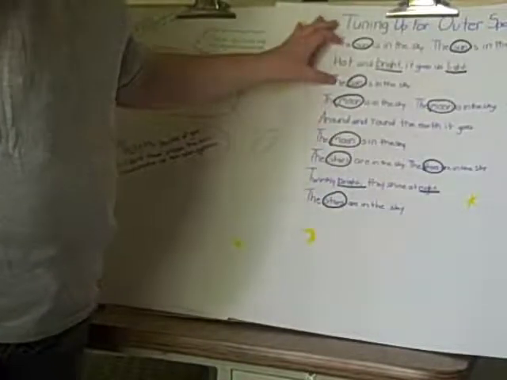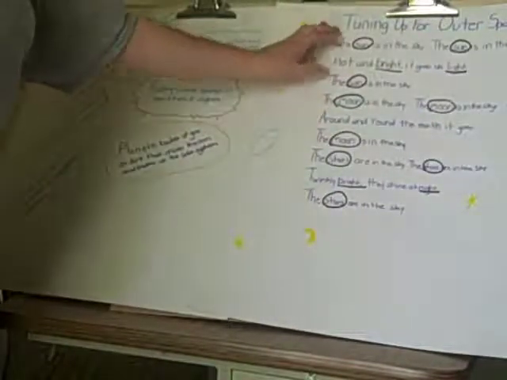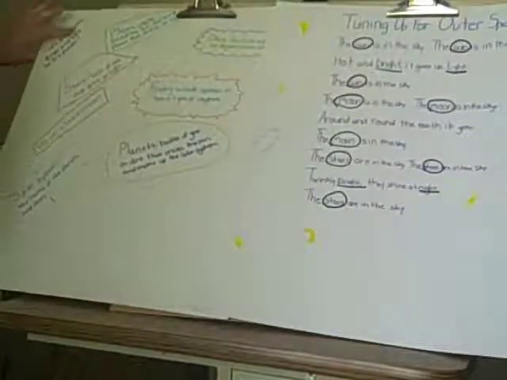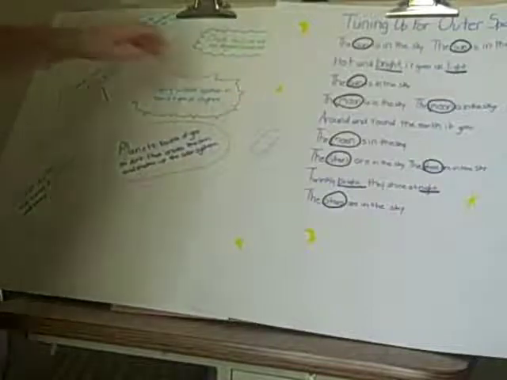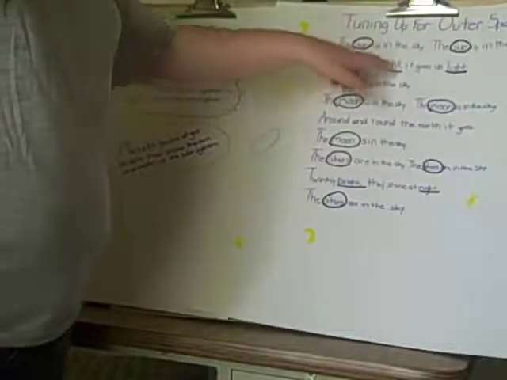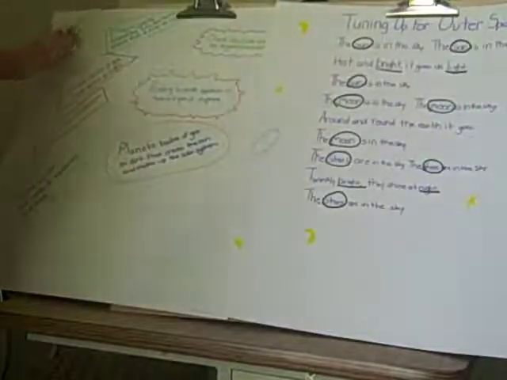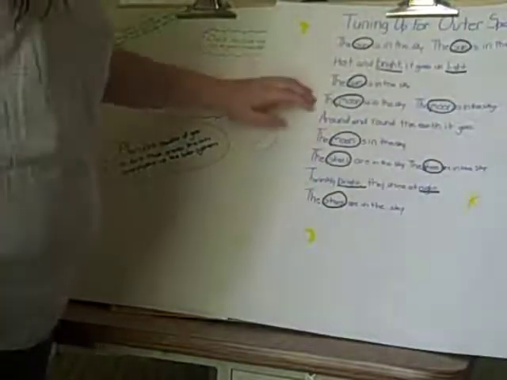Now these three right here talk about the sun. Now we know that the sun is the source of heat and light for the planets. Okay? So it's hot and it's bright and it gives us light. So this goes along with our definition.